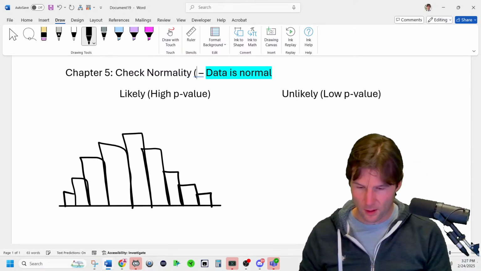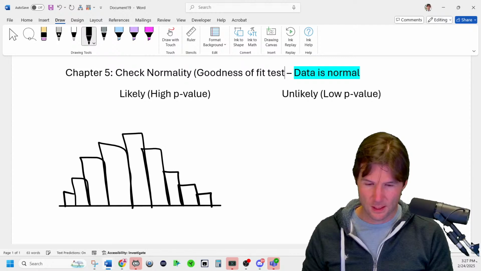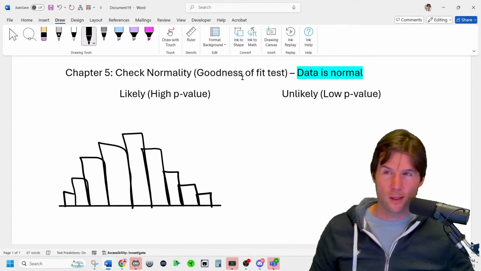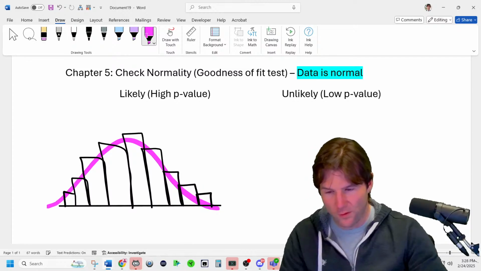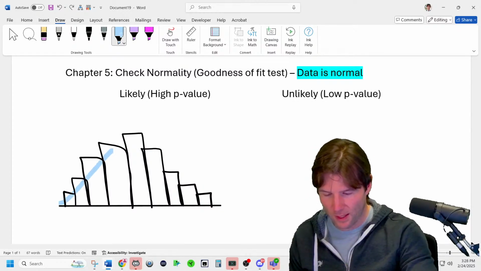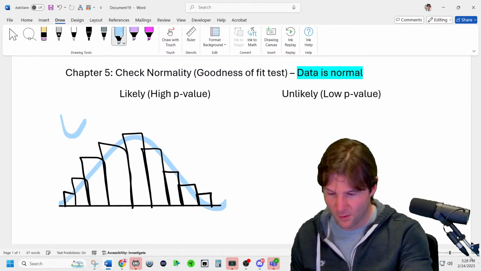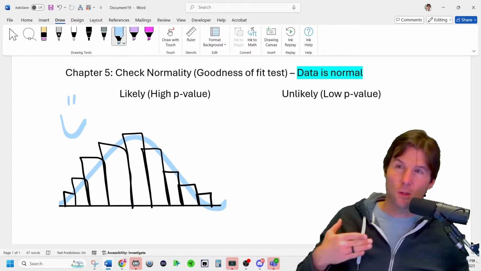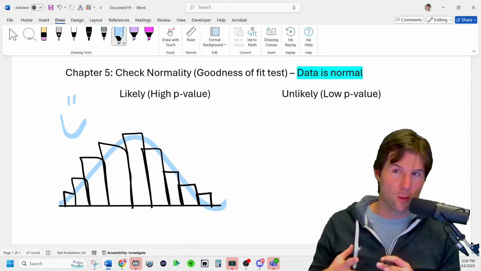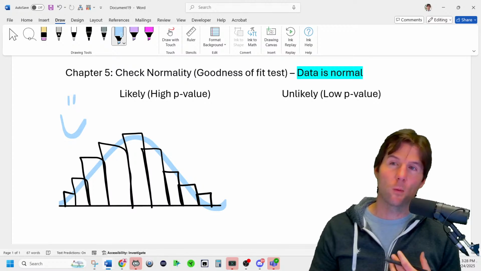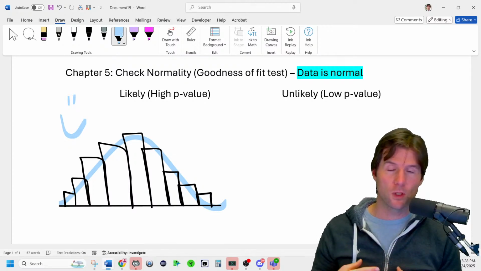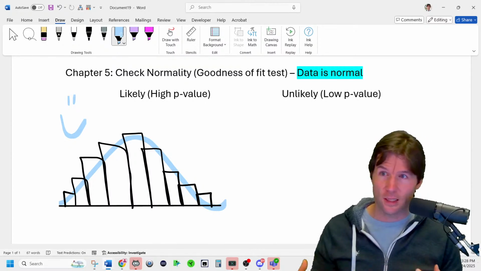This is called a goodness of fit test. When we check normality by fitting a normal curve over it, we see if the normal curve is a good fit. And we'd say this is a good fit. We're very happy that is a good fit on the data. The normal curve fits that data well, and so we think the data is normal. What we observed in the data conformed to what is likely normal.